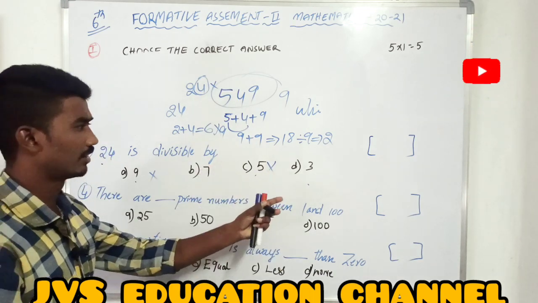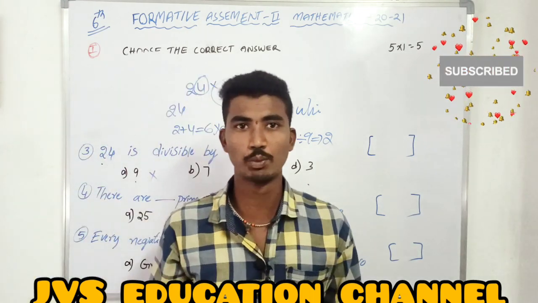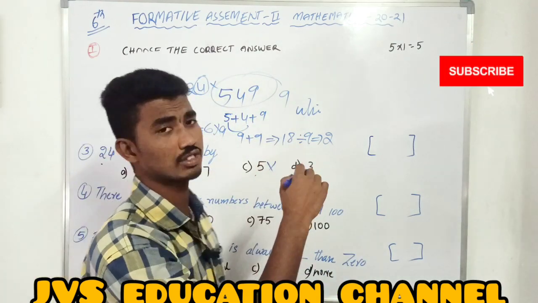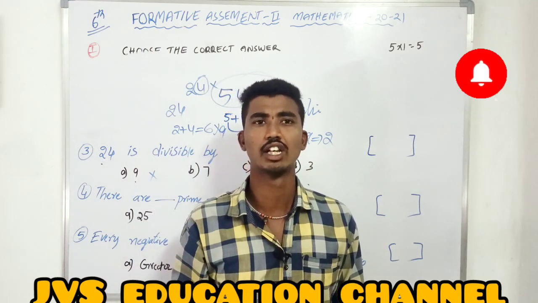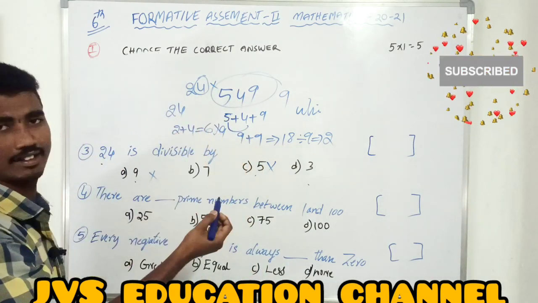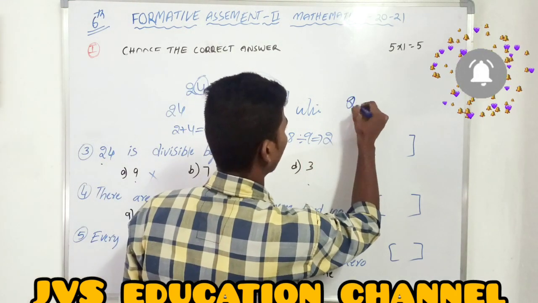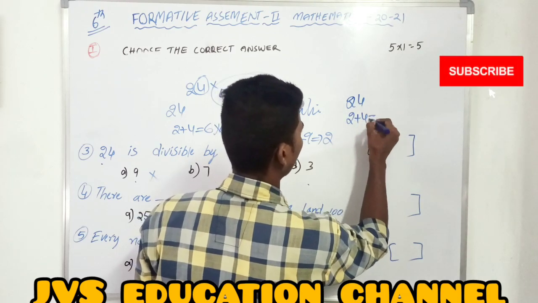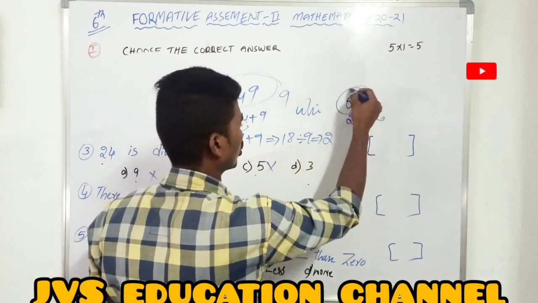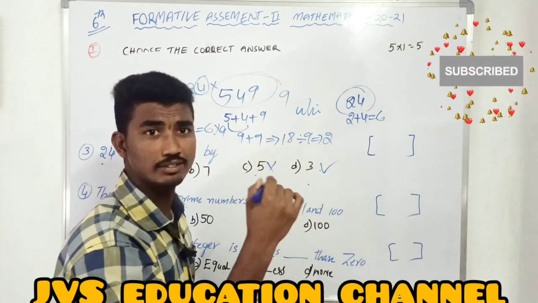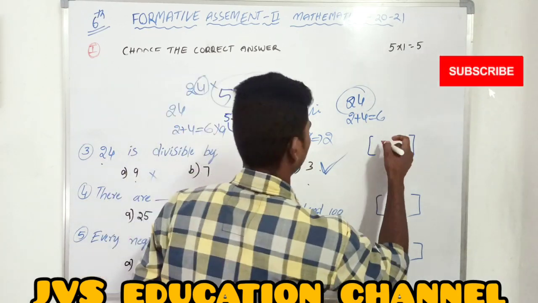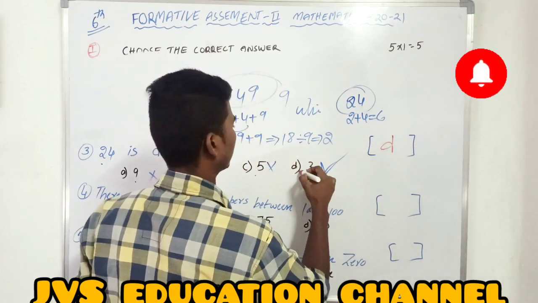Next we take 3. What is the divisibility rule of 3? It is the same as the rule for 9: if the sum of the digits of the number is divisible by 3, the number is divisible by 3. For 24, 2 plus 4 is 6. 6 is a multiple of 3, so the number is divisible by 3. The answer is 3. The option is D.